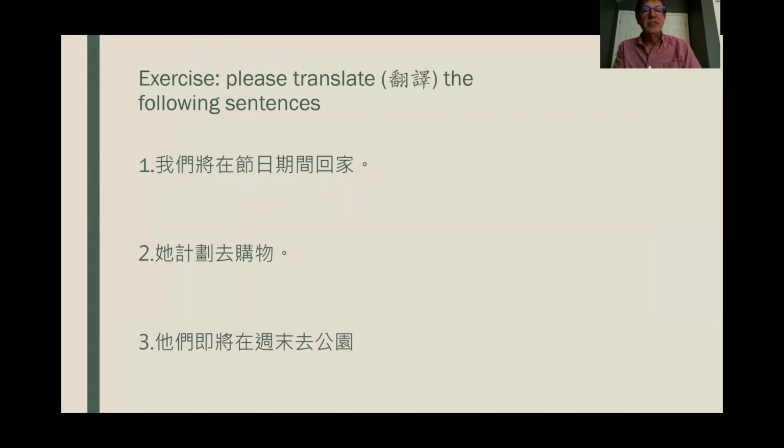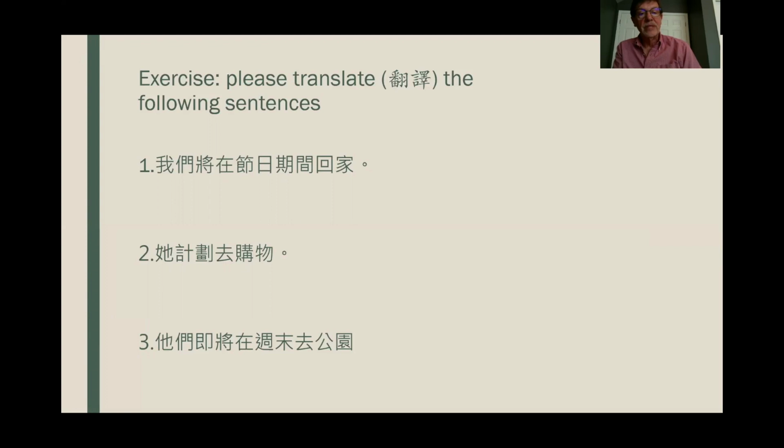So we have some exercises here. Please translate the poem. So these first three, in a sense, apply to the simple future tense. And the next page has three more, which are more if statements.